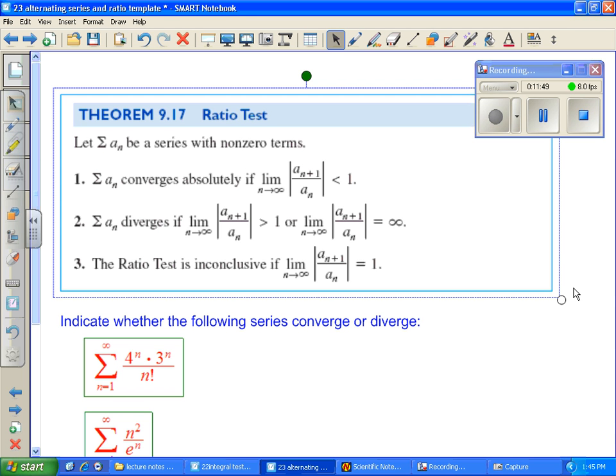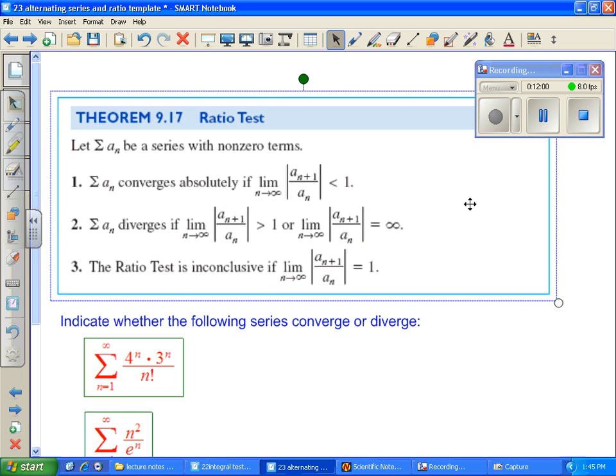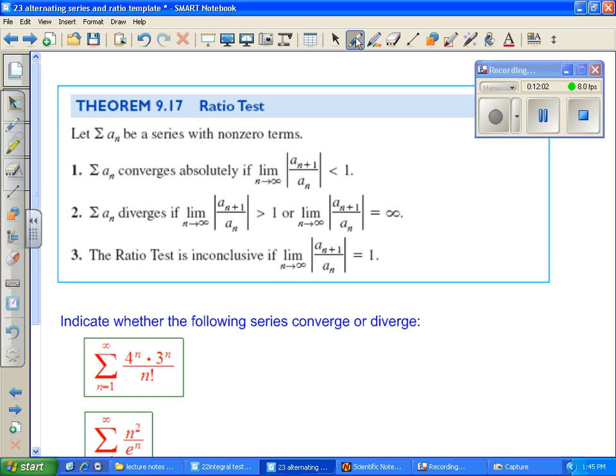Now, the ratio test is really easy to understand if you think about the geometric series test. Because with the geometric series, what do we have? We had a plus ar plus ar squared. So if you took the ratio of any given term to the previous one, what would that ratio be? Like if you took the ratio of a sub n plus 1 to a sub n for a geometric series, what would that be?